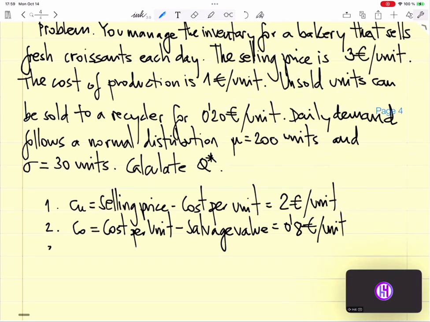Step number 3 is calculate CR, which is CU divided by CO plus CU. So we have 2 divided by 2.8. Can somebody do it, please? Well, I do it: 0.714. Okay?